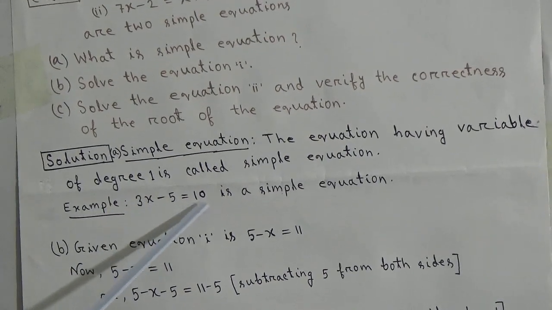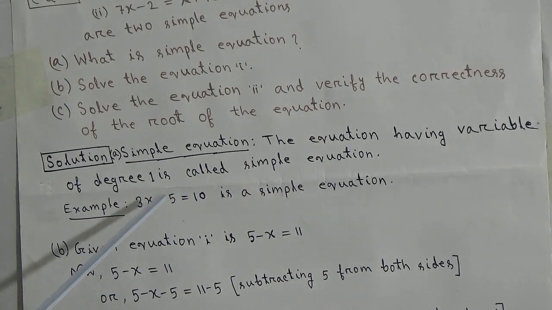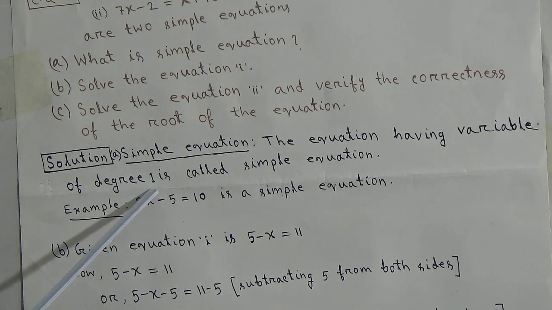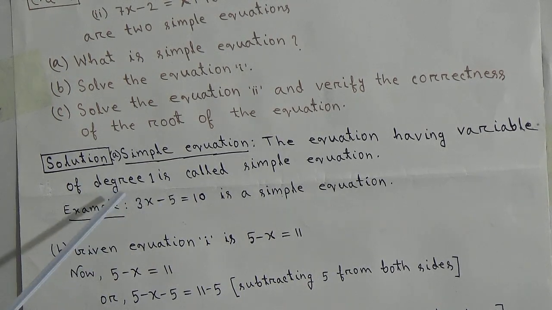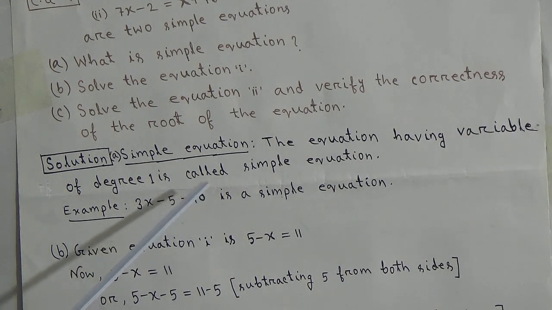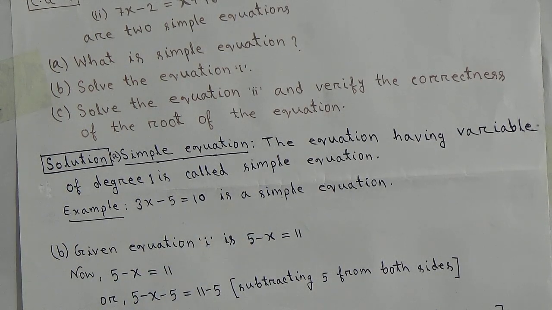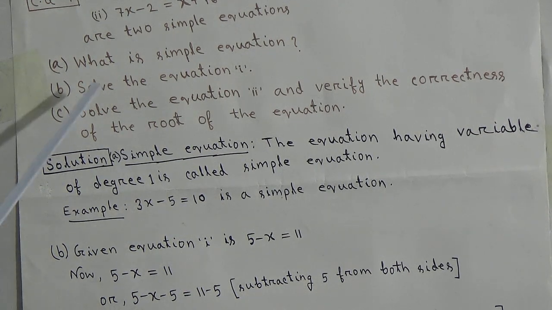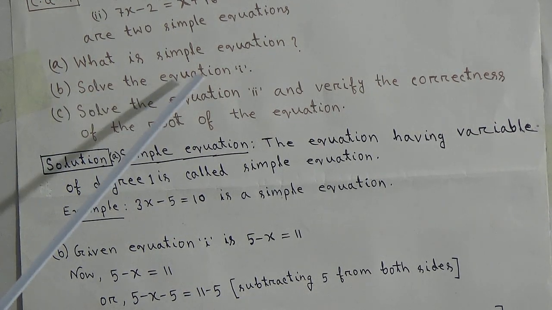Here 3x minus 5 is the equation. Here variable is x and power or index of x is 1. So 3x minus 5 is equal to 10 is a simple equation. Now we will solve B number question. B number question, solve the equation 1.